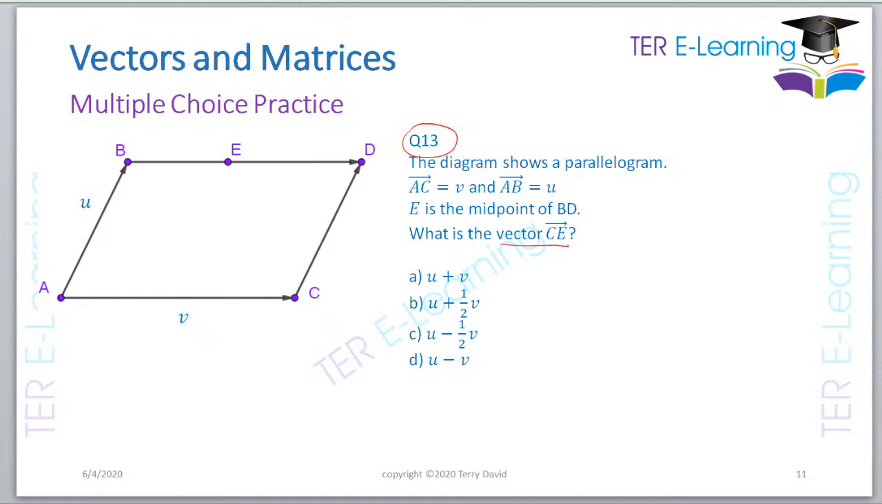So the question wants the vector CE. So always remember, first thing you need to understand is what is being asked. They want the vector CE. So we need to draw a line from C to E. So the vector they are asking us for is this vector. Remember, direction is very, very important when you're doing vectors. So the question wants the vector CE, right? That red line that I've drawn there, that is what they're asking for.